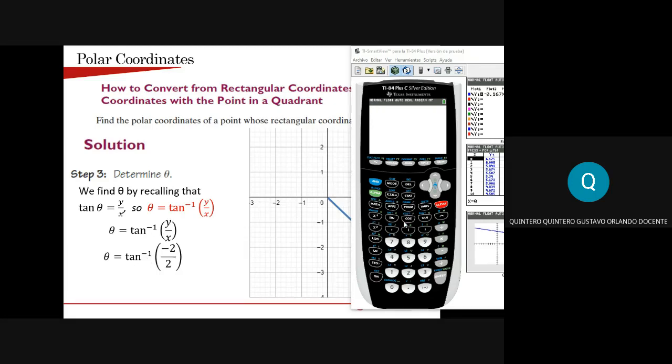Take a look at these keys over here. Look, there is the sine key, the cosine key, and the tangent key. And right on top of the tangent, you can find tangent to the negative one, right? All you have to do is do second and then tangent. Let's do that. Second tangent. There it is, tangent inverse. It's the inverse tangent. Inside of that, we're going to write down the number. So we have negative 2 divided by 2, and then close the parentheses. If I press enter, I am going to have this decimal.